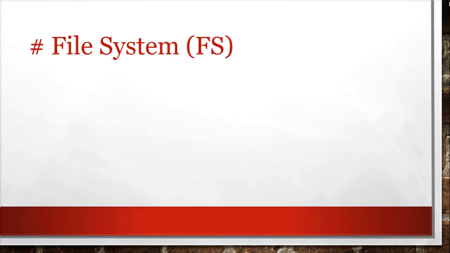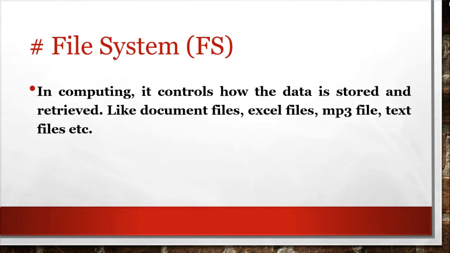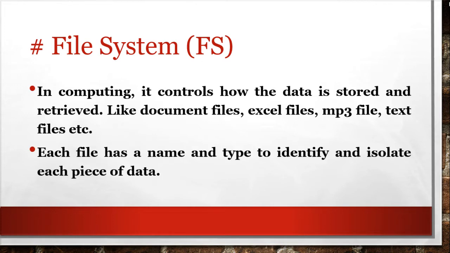Starting with the lecture, let's find out what the file system is. In computing, it controls how the data is stored and retrieved, like document file, Excel file, MP3, text file, etc. Means everything stored on the computer is in the form of a file, and every file is identified by a name and type. For example, every Excel file or document file will have a particular name with an extension.